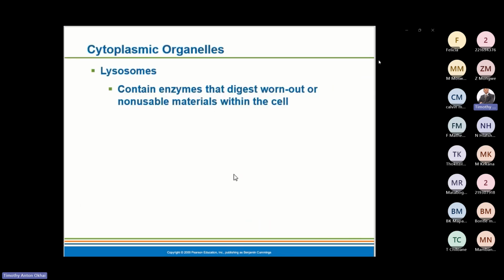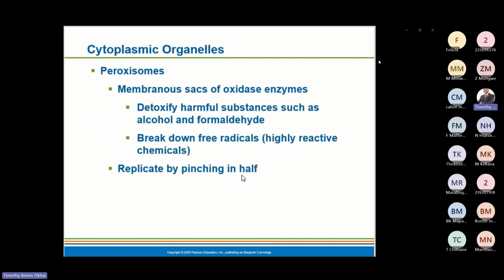The other type of cellular organelle is the lysosomes. They contain enzymes that digest worn out or non-usable material within the cell. Then, of course, you have peroxisomes. They are membranous sites of oxidase enzymes. They help with detoxification of harmful substances like alcohol and formaldehyde. And they also help to break down free radicals in the body. They replicate by pinching in half, so that's how they divide.